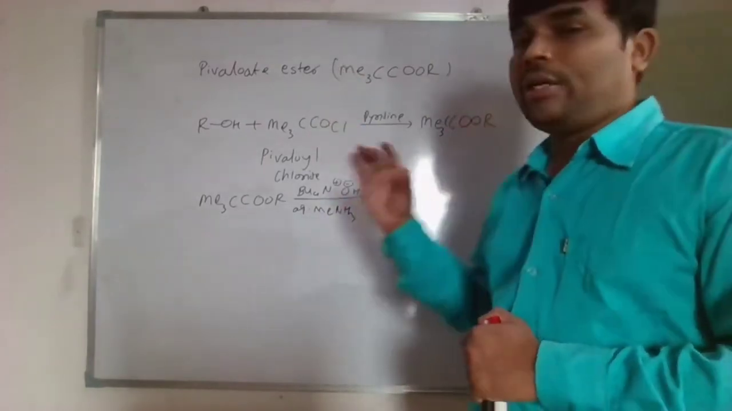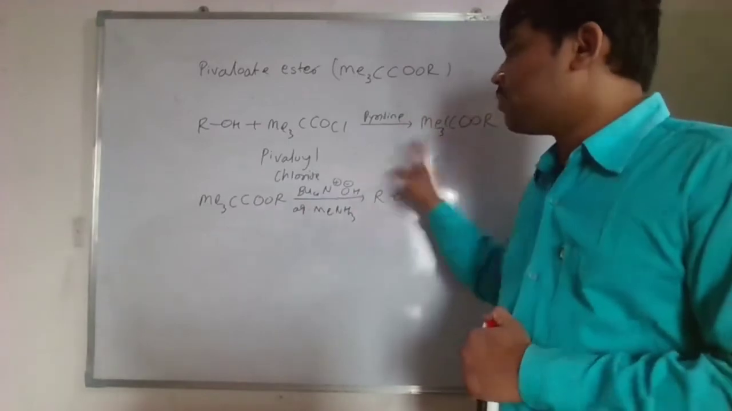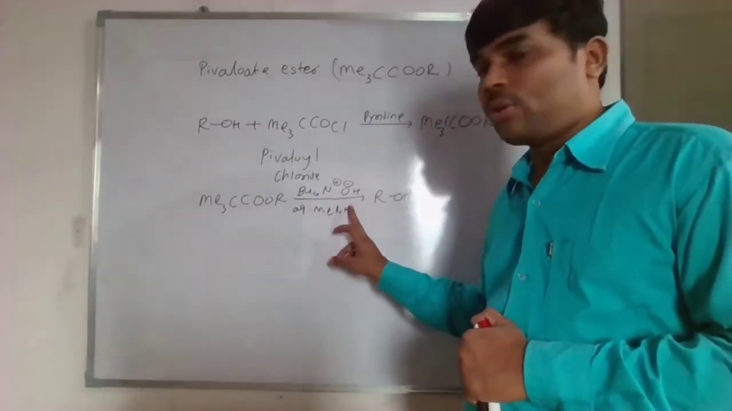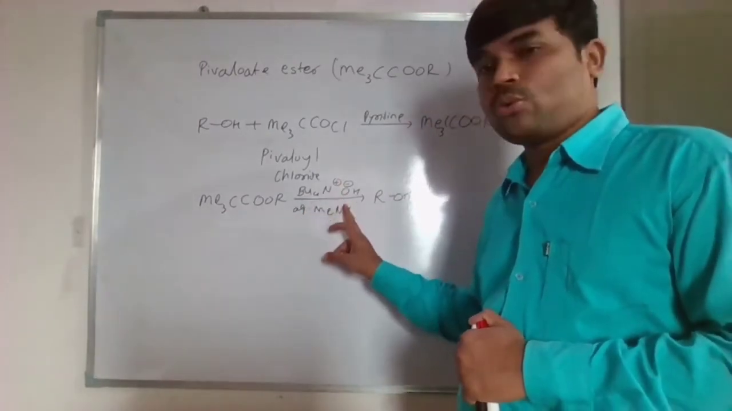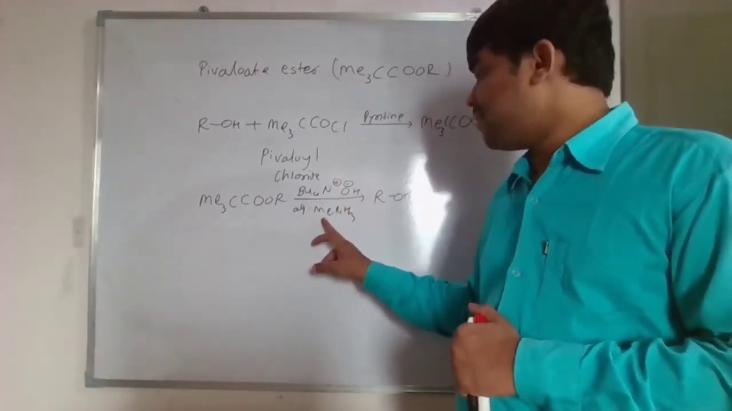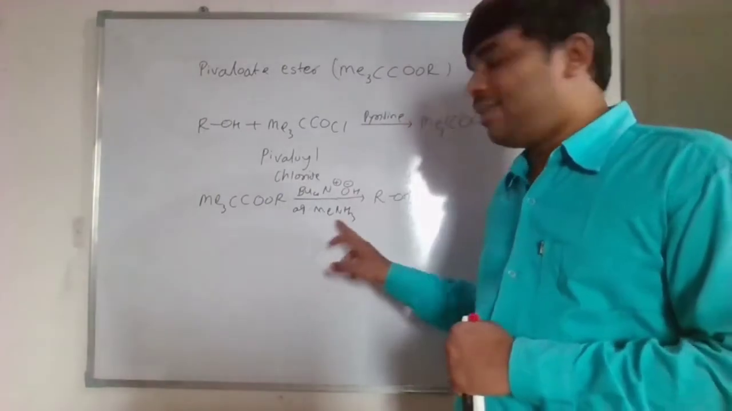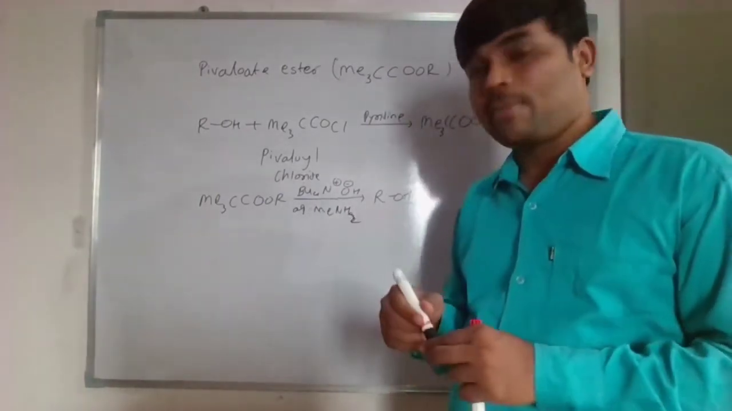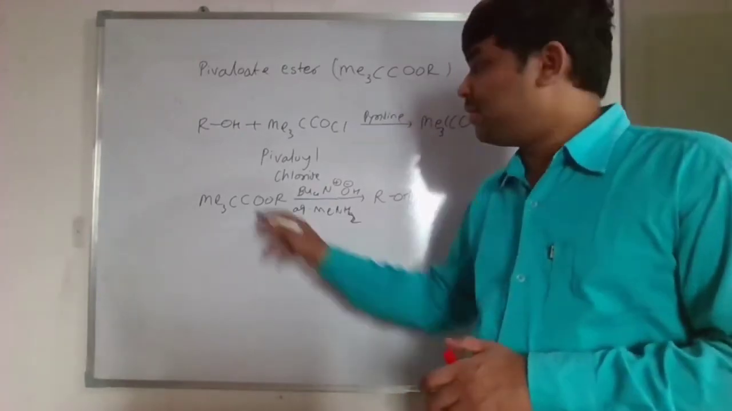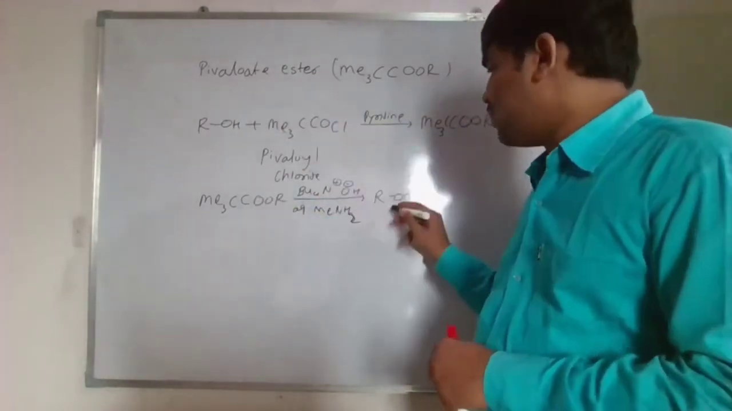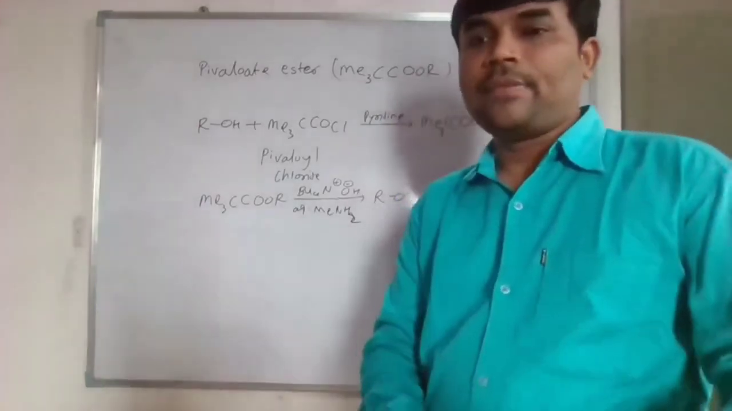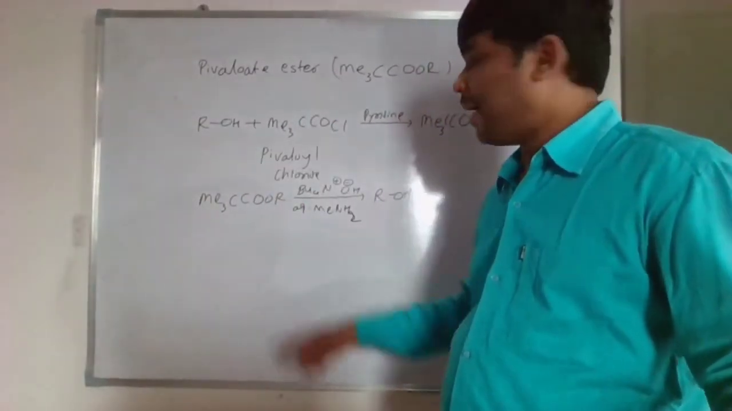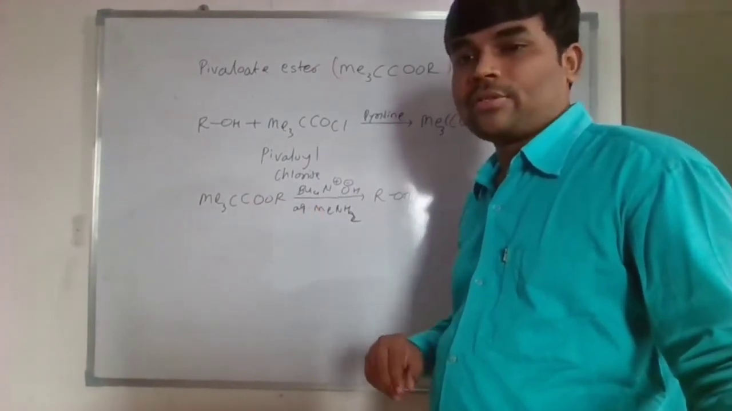Now we have to cleave this. For this cleavage, we require the salt tetrabutyl ammonium hydroxide, Bu4N plus OH minus, or aqueous MeNH2, methylamine. This cleaves this phthalate ester to form alcohol. By this way, we can protect this alcohol and cleave by these salts.